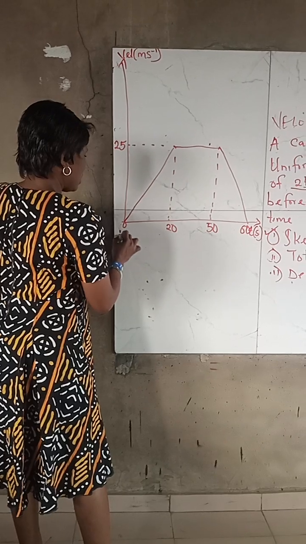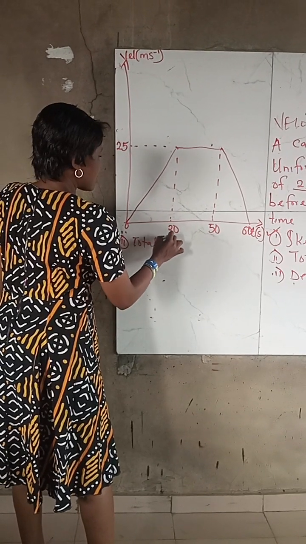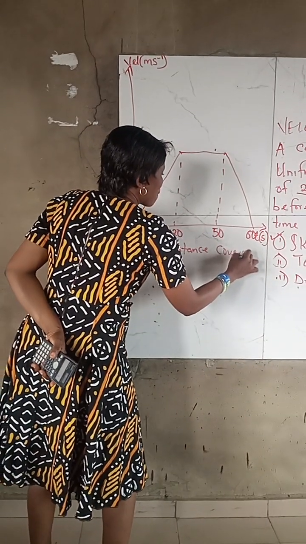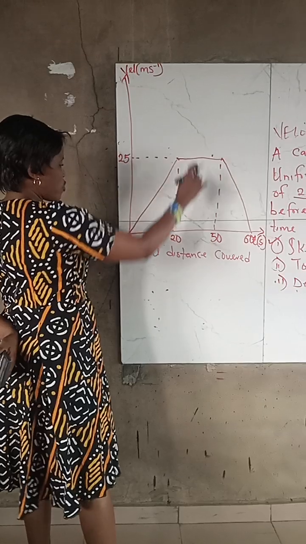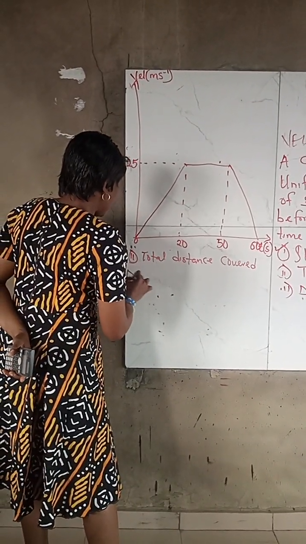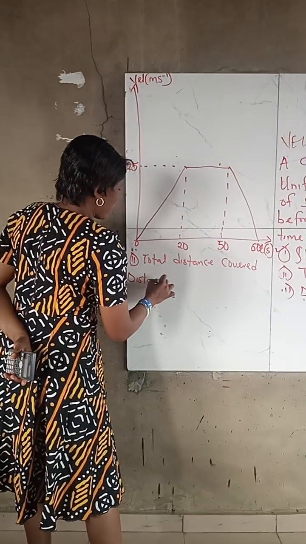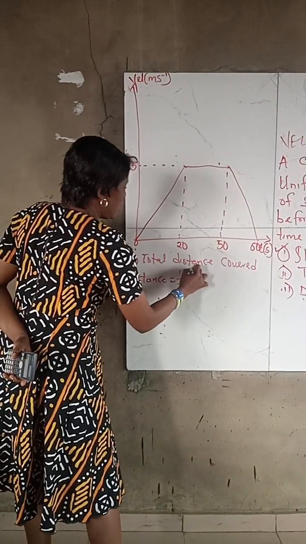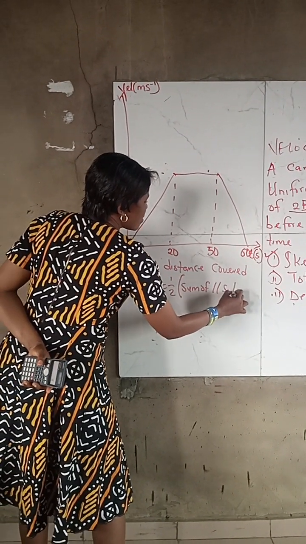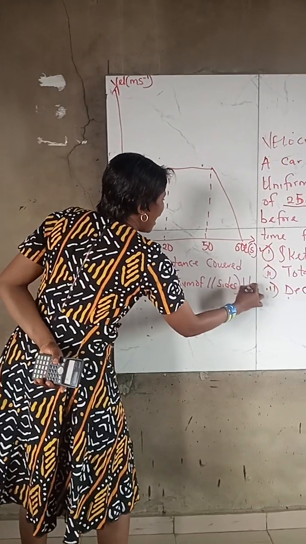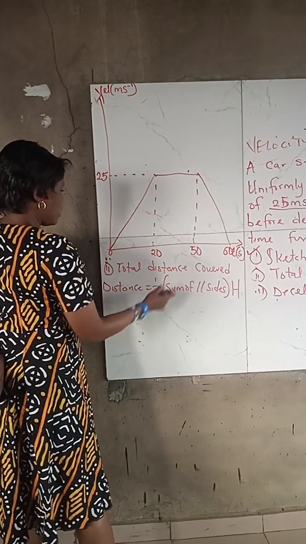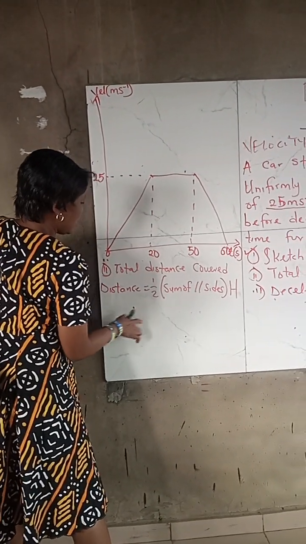Number 2, the total distance covered is depicting the area of this trapezium. And what is the formula to find the area of a trapezium? The distance given is half into the sum of parallel sides multiplied by height h. That is the formula. Now let's look at the diagram and substitute accordingly.